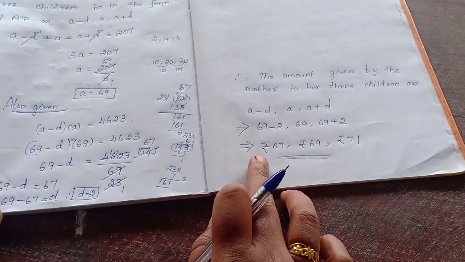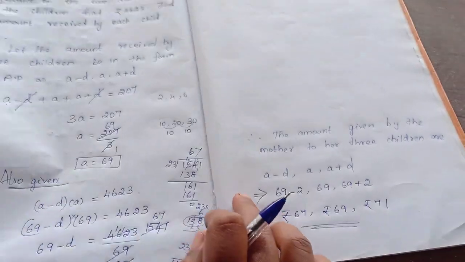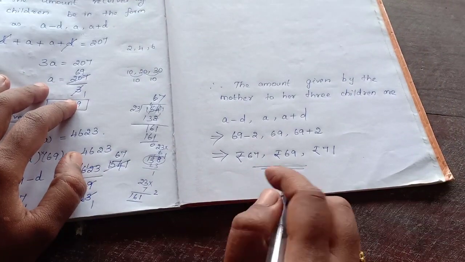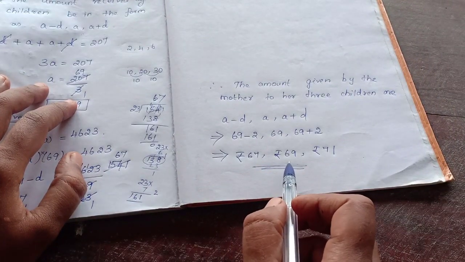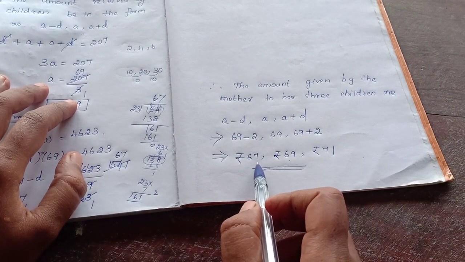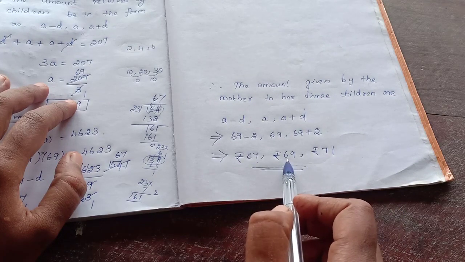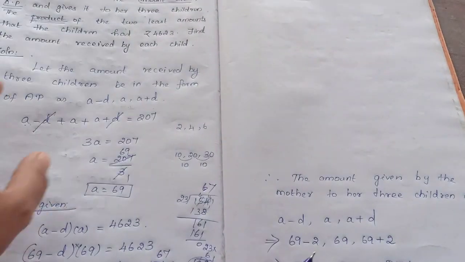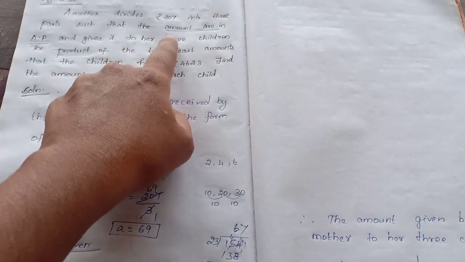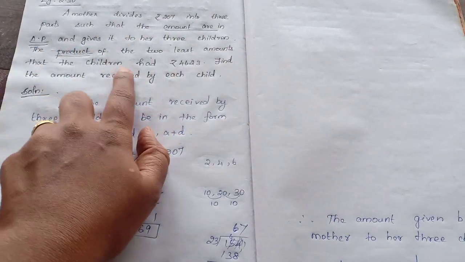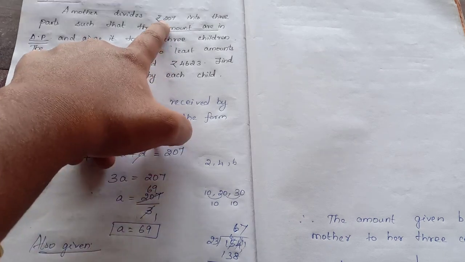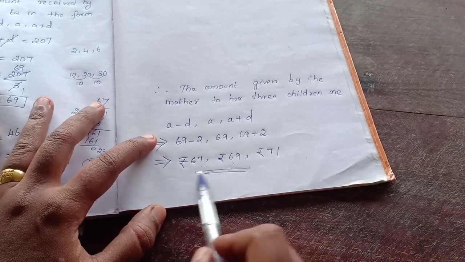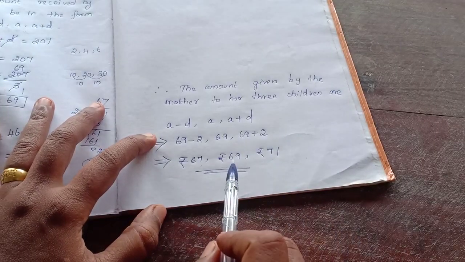So just check it. When we add, we need to get 207, because this is the AP. Check the common difference, whether it has a common difference or not. 69 minus 67, 2. 71 minus 69, that is also 2. So surely it is the AP. The first hint is correct, because the amount given is in the form of AP, correct? And then this amount is divided into 3 parts, that is 207. So if we add these 3 numbers, surely we need to get 207.